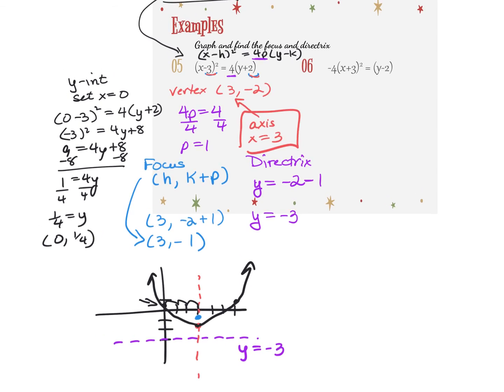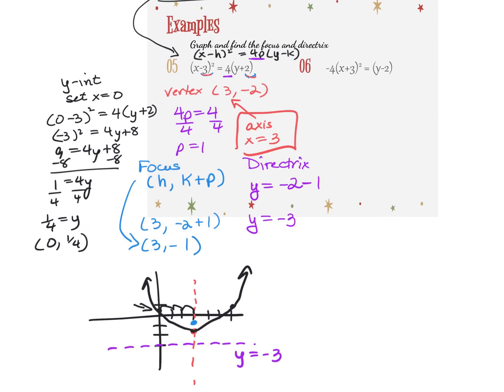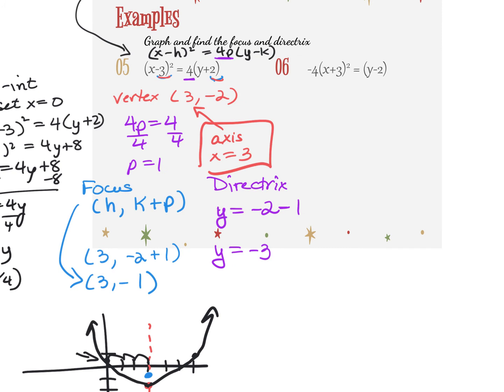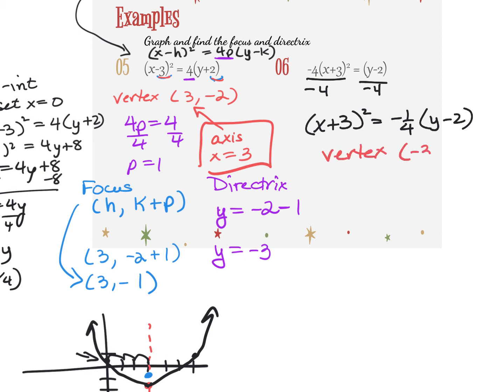Again, isolate the squared term. So I need to divide both sides by -4. So (x plus 3) squared. And again, I'm going to put this as a -1/4 because that's what I'm going to set 4p equal to. Now I can go ahead and pull my vertex out. My vertex this time is located at (-3, 2).